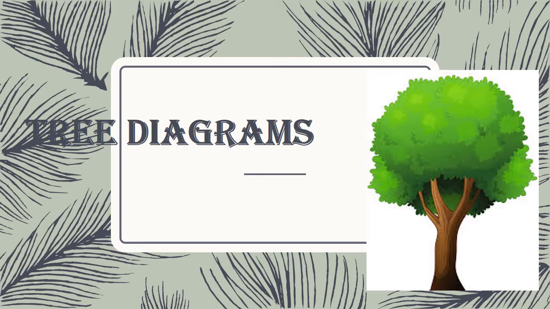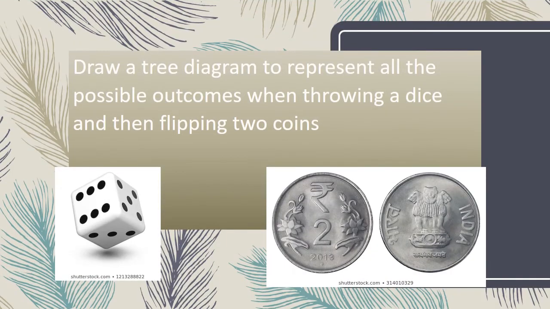And today we're going to look at what are all the possible outcomes when you first throw a dice, then flip a coin, and then flip another coin. Okay, so dice, coin, coin. And the question is: draw a tree diagram to represent all the possible outcomes when throwing a dice and then flipping two coins.